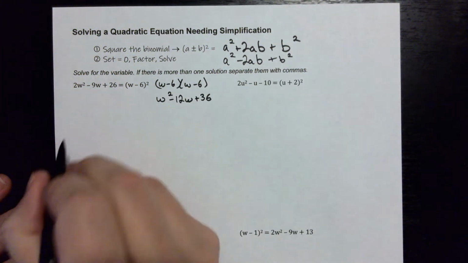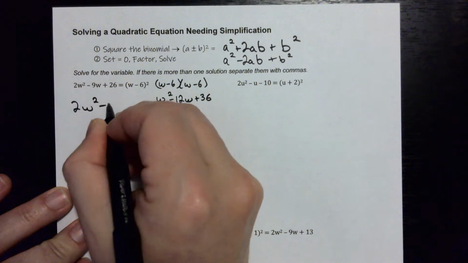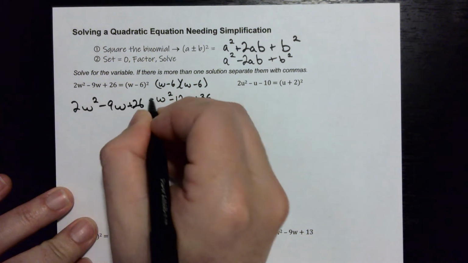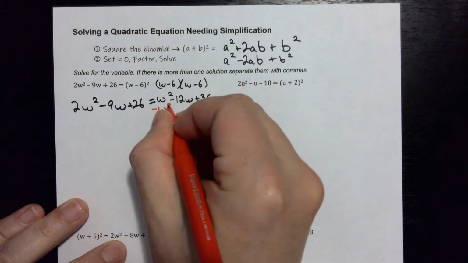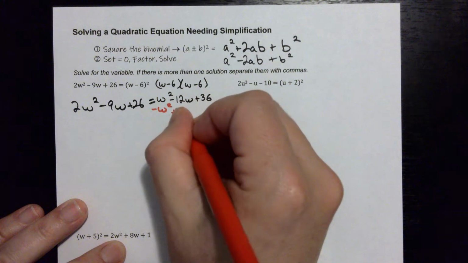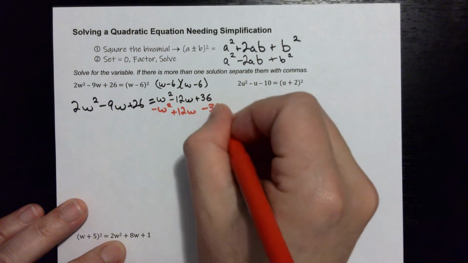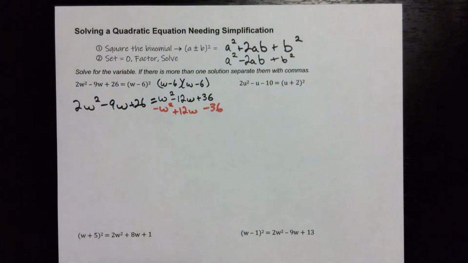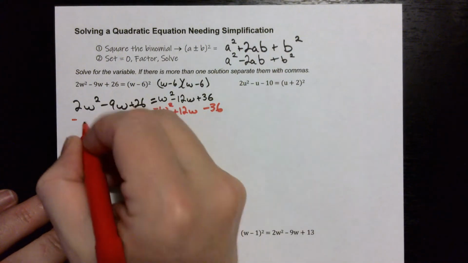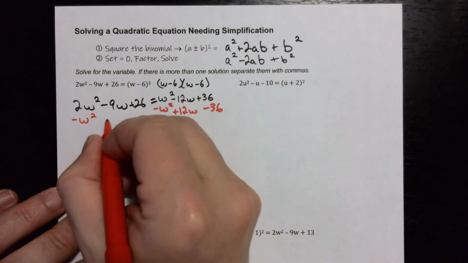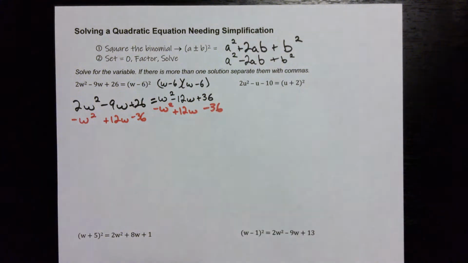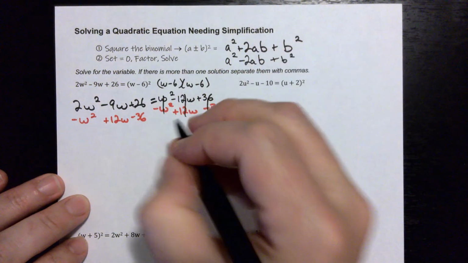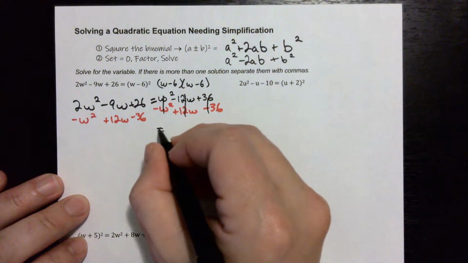Okay, so that gives us 2w squared minus 9w plus 26 equals w squared minus 12w plus 36. So I'm going to get everything on the same side. I'm going to subtract the w squared, add 12w, and subtract 36. So let's do that over here as well. Minus w squared plus 12w and minus 36. Okay, so on the right side, all those things are going to cancel. That's the point. So we get 0 on the right side.